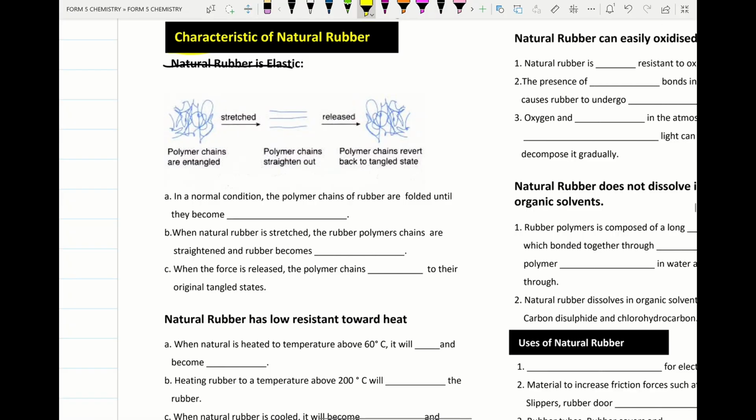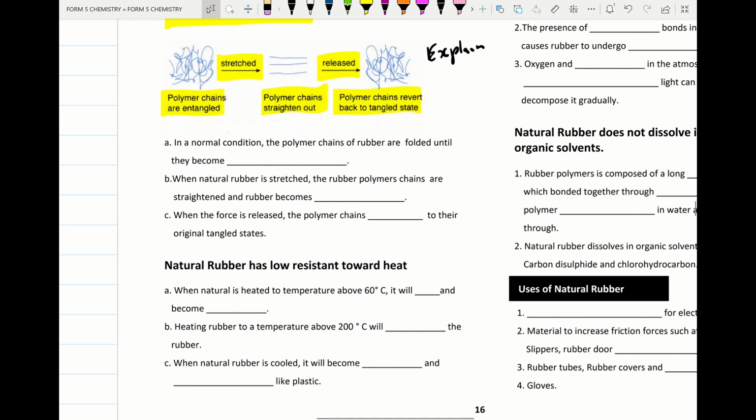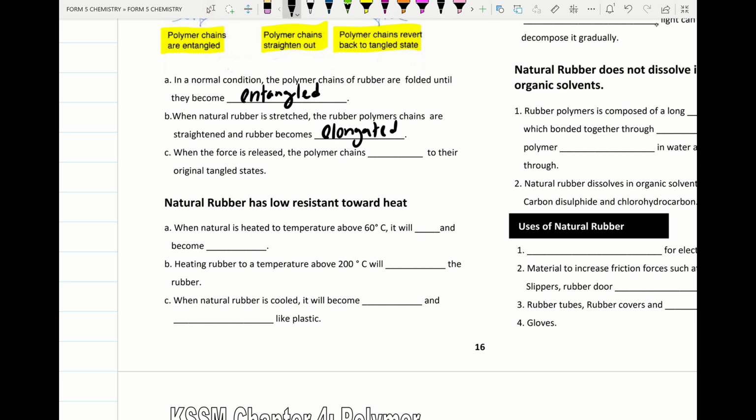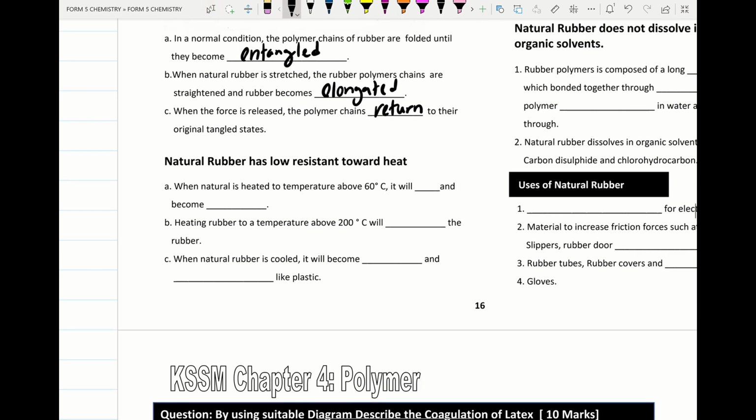First characteristic: natural rubber is elastic. When the natural rubber polymers are stretched, the polymer chains will straighten out. When we release the pressure, the polymer chains revert back to the tangled state. How do we explain this process? In a normal condition, the polymer chains of rubber are folded until they become entangled. When the natural rubber is stretched, the polymer chains are straightened and the rubber becomes elongated. When the force is released, the polymer chains return to their original tangled state.